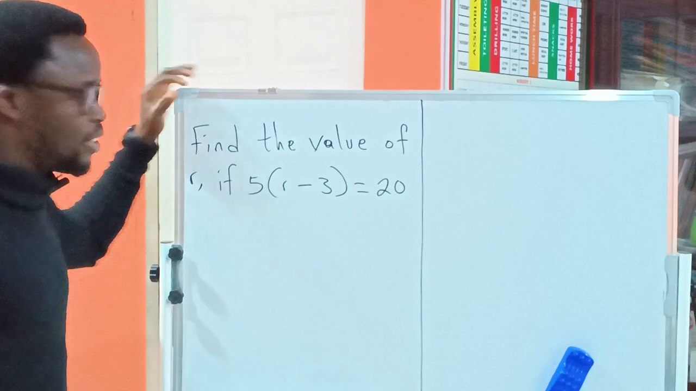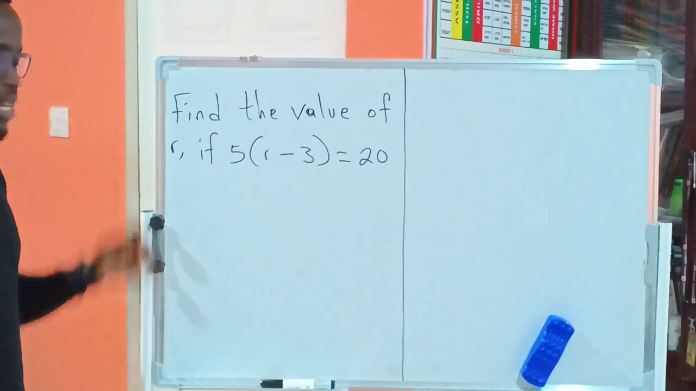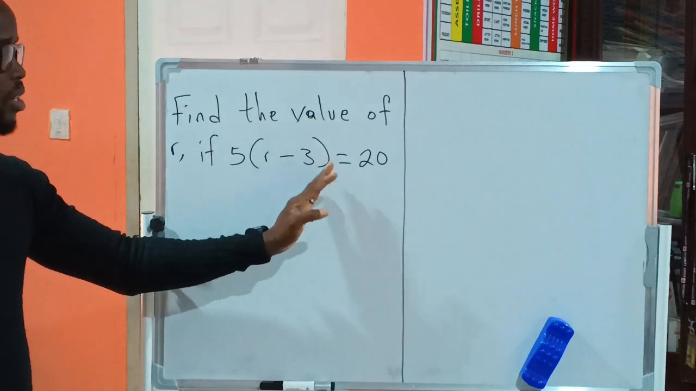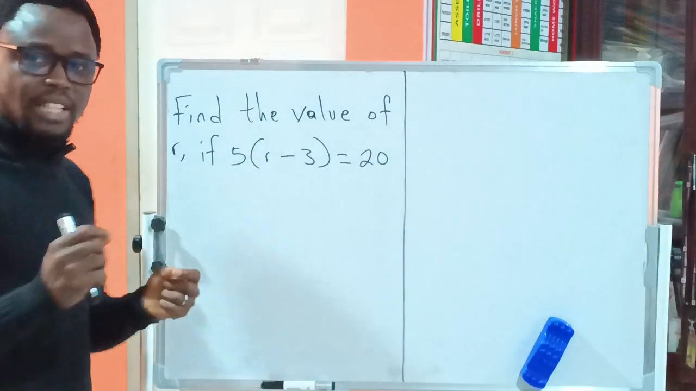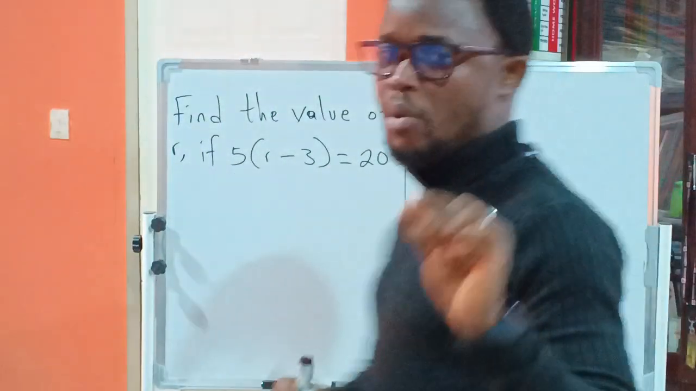I want us to take a look at this question quickly. The question says, find the value of R, letter R, if 5 open bracket R minus 3 close bracket equals 20. That means this letter R here stands for a value. Now, we're going to take it gently and one after the other.